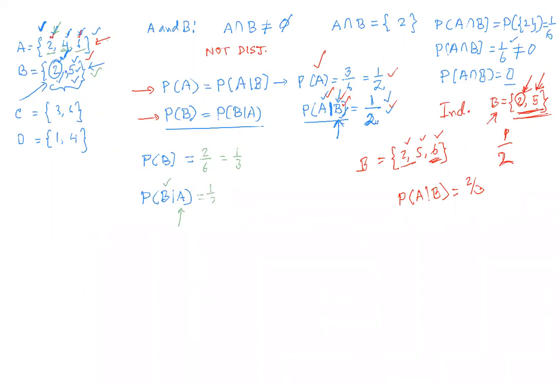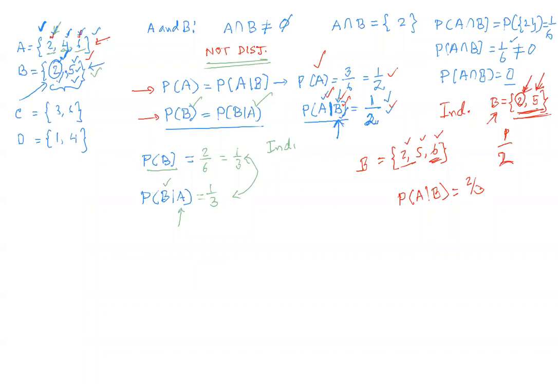1/3. Now, are they the same? Yes. The probability of B is the same as the probability of B given A. Therefore, these 2 events are what? Independent. So you don't have to really do it both ways. You can just do one way and it should be fine. Okay. Now you just saw an example where 2 events are independent, but they are not disjoint, right? 2 events are independent, but they are not disjoint.